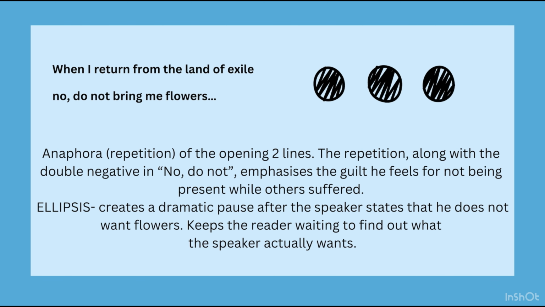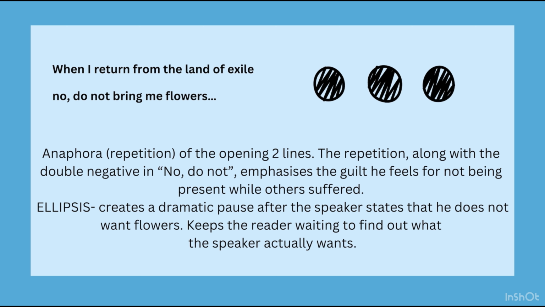In lines 9 and 10, the poet says, "When I return from the land of exile, no, do not bring me flowers." This is a repetition of the first two lines. When there's a repetition in poetry, we call this anaphora. There is also a double negative in the phrase no, do not. All of these literary devices are used to once again emphasize the fact that the speaker does not view himself as a hero worthy of praise.